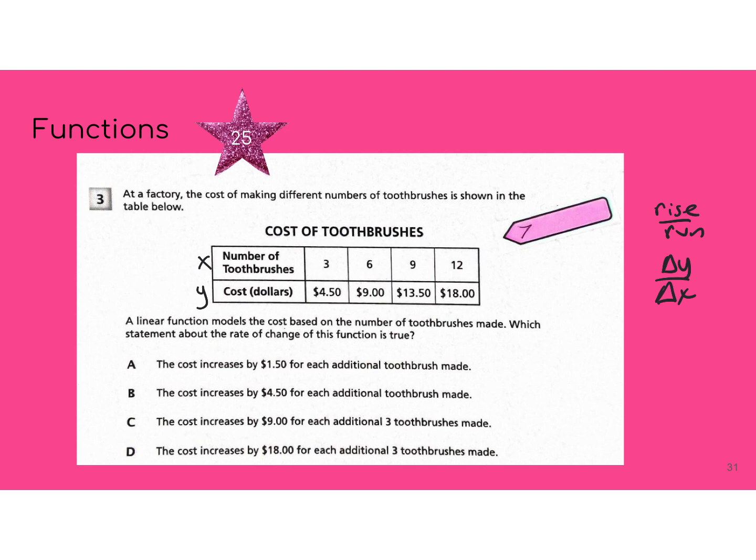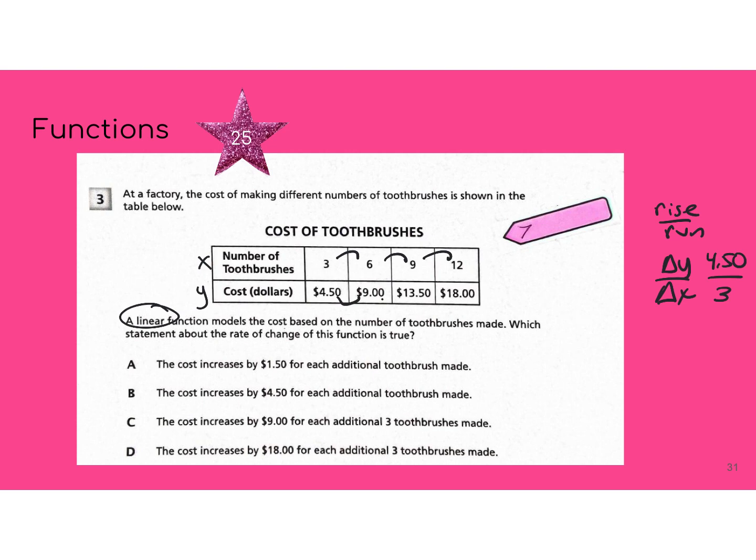So to go from 3 to 6 would be plus 3, so your change in x is 3, and your change in y to go from $4.50 to $9 is $4.50. Now it tells you that it's linear already, so you can double check that all of these are the same, but you can see very quickly that they are the same, and you know they told you it's linear, so you don't need to check them all if you don't want to.